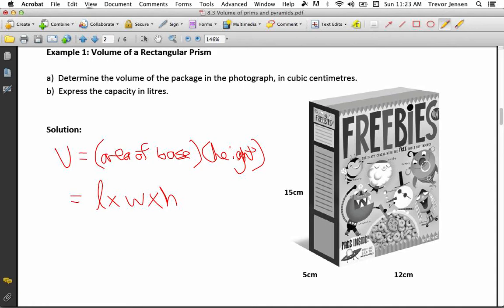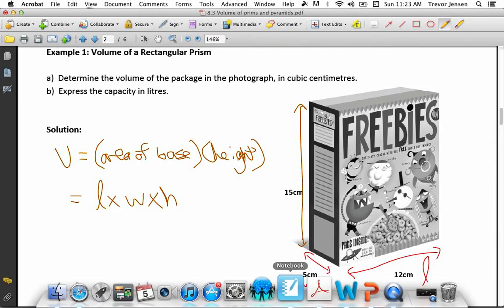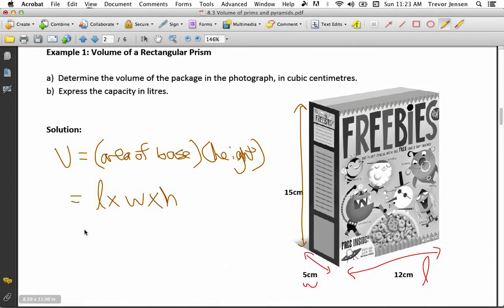Well, I've got my dimension here, which is 12 centimeters. That tells me this right here. My 5 centimeters tells me this right here. And my 15 centimeters, that will tell me the whole height of this prism right there. So the distance between the bases is the height of the prism. So I've got my length and my width of the base. That'll tell me the area of my base, multiplying the length and the width together.